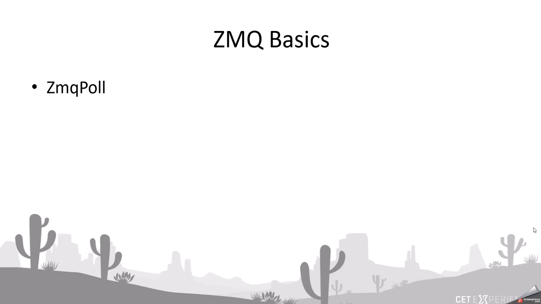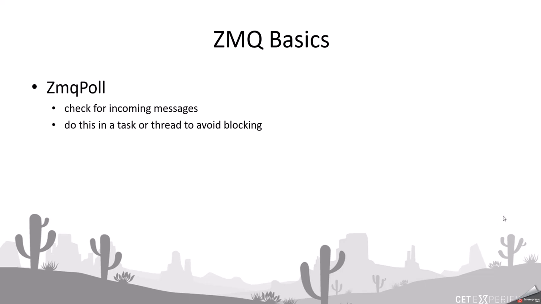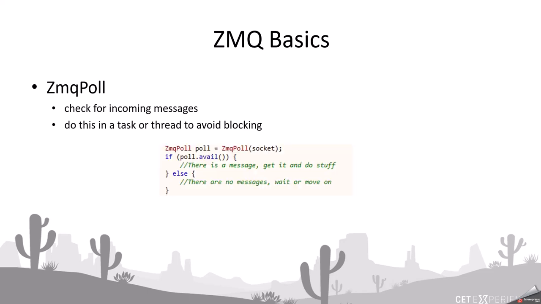The ZMQ poller is the next thing we need to create, and basically this helps you check whether incoming messages are available. On the C# side, I would typically do this in a task, or maybe in a thread, so you can avoid blocking your other processes that are going on at the same time.